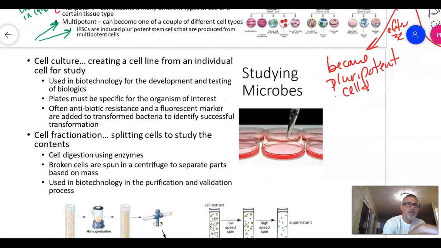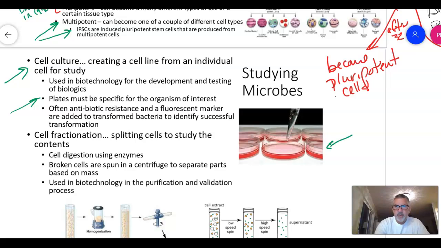So once I figure out the cell I'm going to use, I create a cell line for study. That's called a cell culture, right? So we use them to develop and test biologics. Plates must be specific for the organism, so every organism has different requirements. Like fungus grows better at 30 degrees Celsius, and mammalian cells like the CHOs grow better at 37 degrees Celsius. The pH might be slightly different, the gas requirements might be different, the growth factors might be different. So each one is grown at a different one.